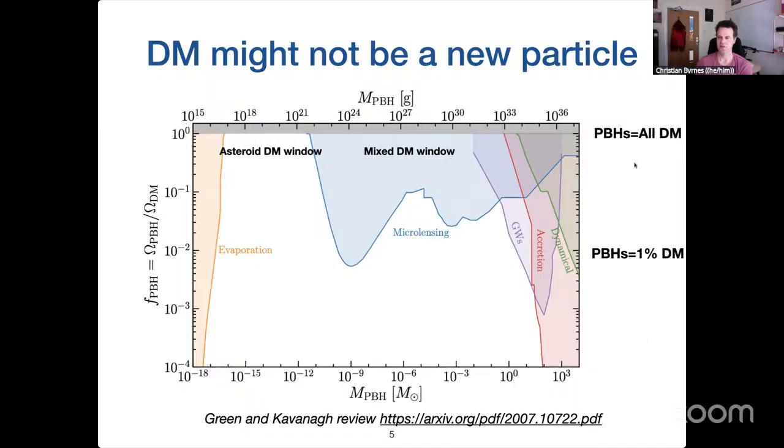So that's one of the headlines. When you talk to theoretical particle physicists, they typically say, you know, the standard model is broken. One of the reasons is that we need dark matter, and that must be a new particle. That may be true, but it doesn't have to be true.